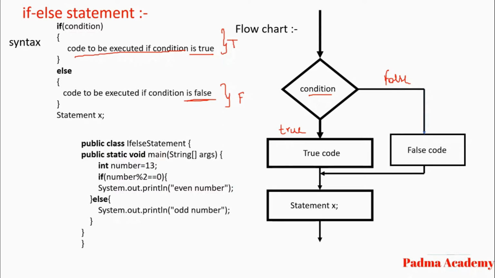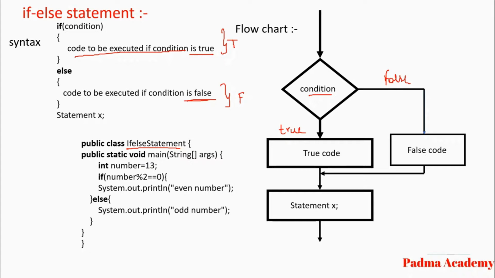So let us take one example. Again, Java is an object oriented programming language, so it is necessary to write everything in a class. Also remember that the first letter of the class name should always be capital, and the class name and the file name must be the same. So this file name is IfElseStatement and its class name is class IfElseStatement. Then public static void main, String args for the command line argument.